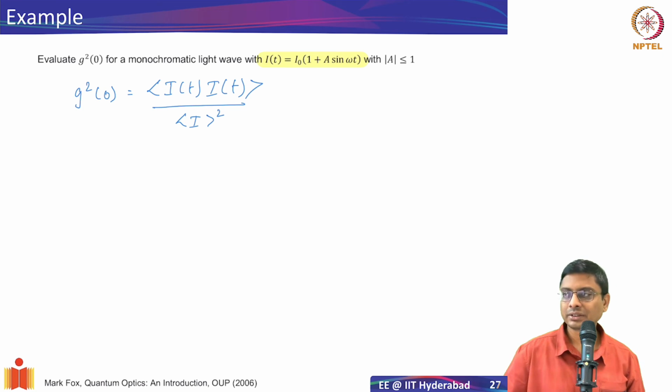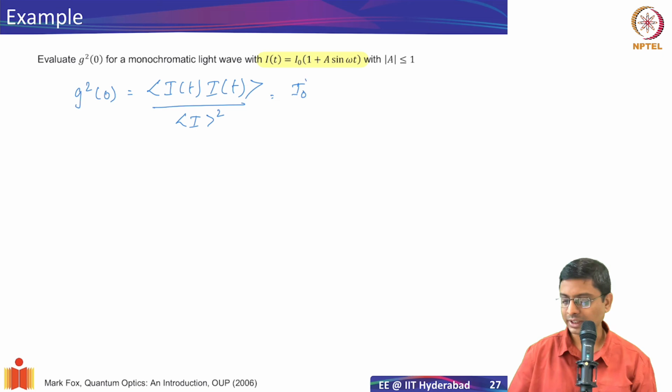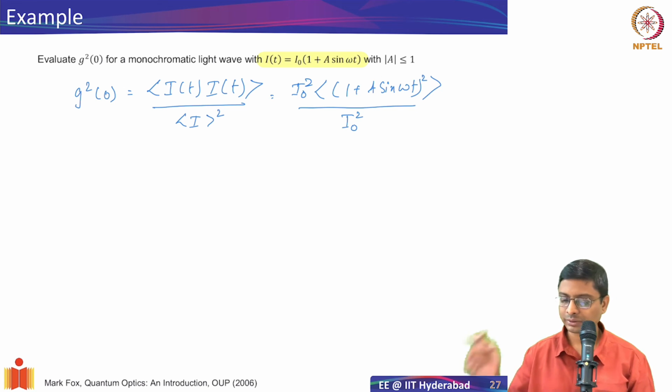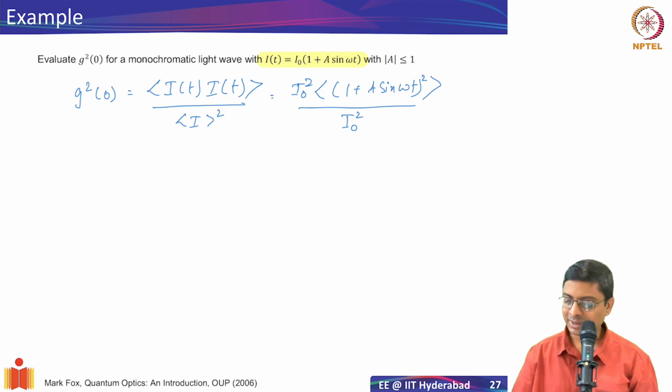So what is the numerator? Now my numerator is going to be this function. I naught is a constant, so I'll take it out, and then the time average of 1 plus a sine omega t, correct, squared, divided by the average of I of t, which is basically I naught. Okay, so I naught will go off. And what is my time average of the numerator?